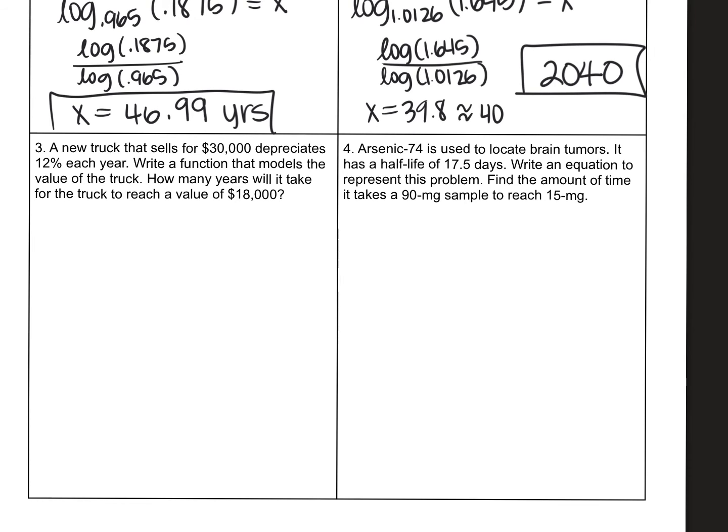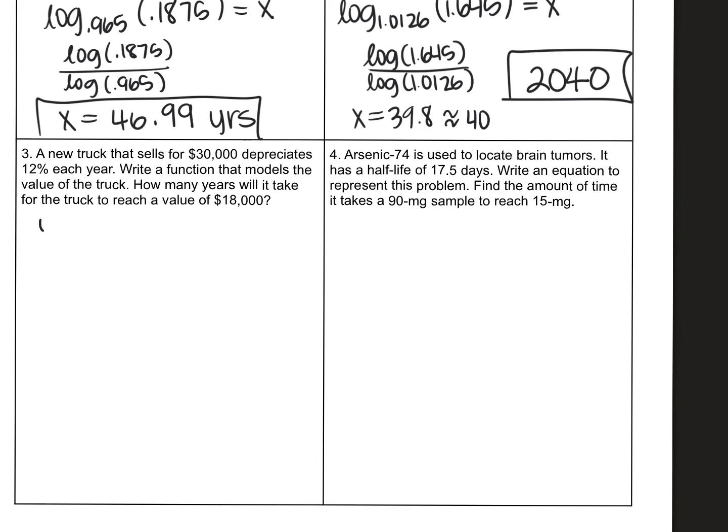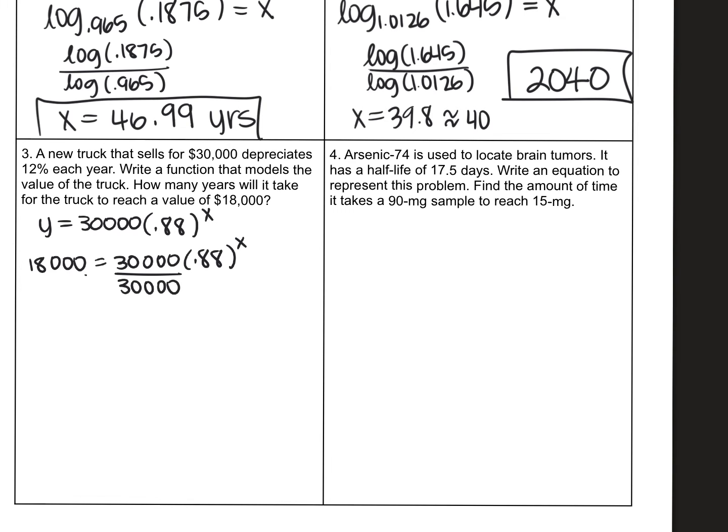So next we have, I did slightly change this problem. A new truck that sells for $30,000 depreciates 12% each year. We'll change our function slightly and then figure out how many years it will take for the truck to reach a value of $18,000. So accounting for my slight change in the truck, we're going to have y equals 30,000 times 0.88 to the x. We want to know how many years it will take for the truck to reach 18,000. So we'll have 18,000 equals 30,000 times 0.88 to the x. We're going to divide by 30,000.